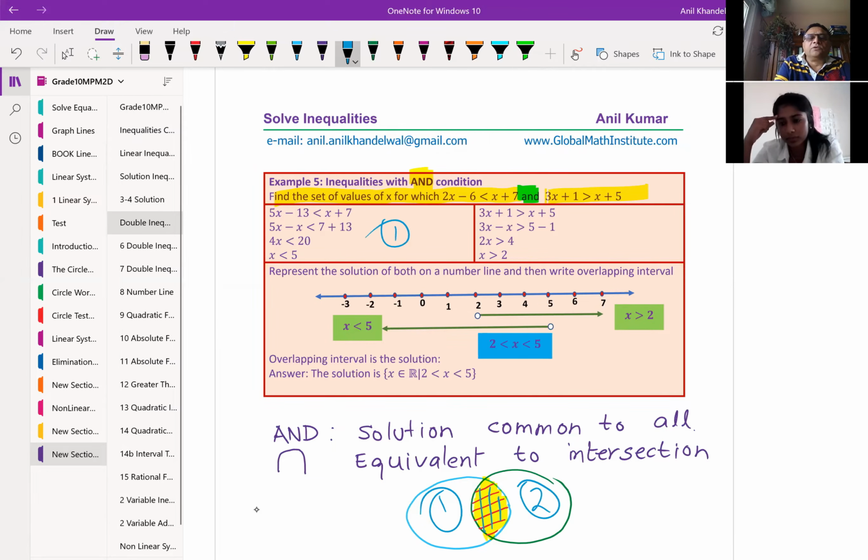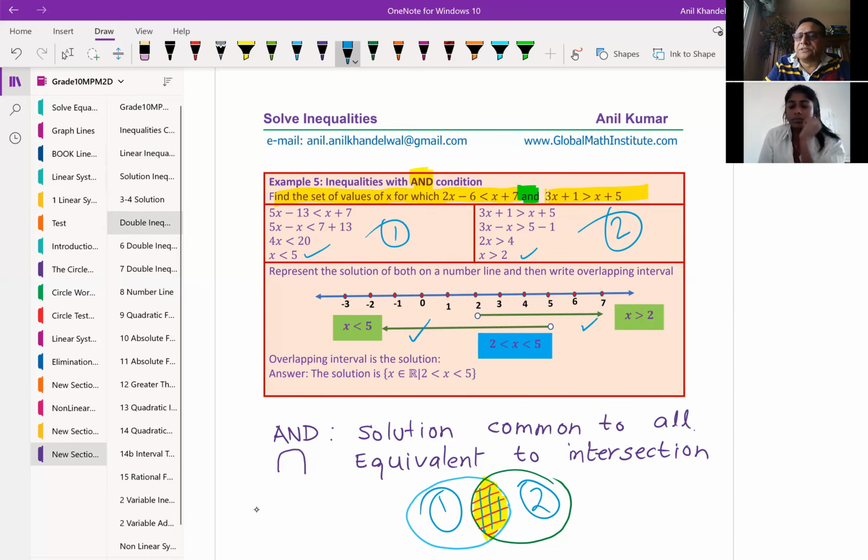That is my first inequality, 5x minus 13 is less than x plus 5. When I solve, I get x is less than 5, which I've shown here on the number line. The other one is 3x plus 1 is greater than x plus 5, and I got an answer which is x is greater than 2, which I've shown here.